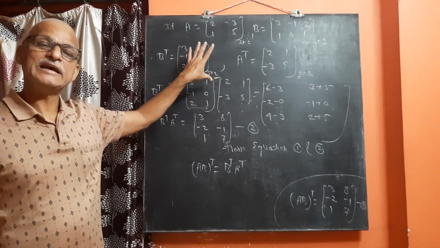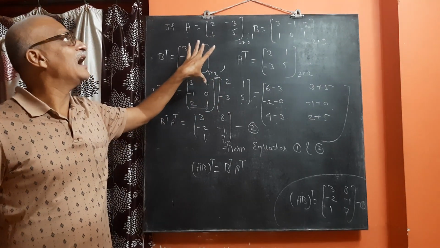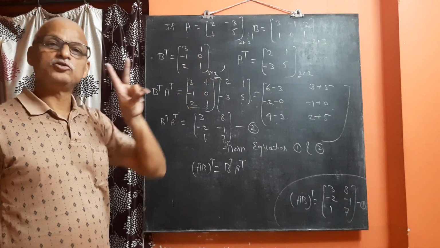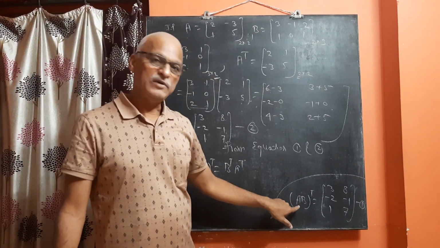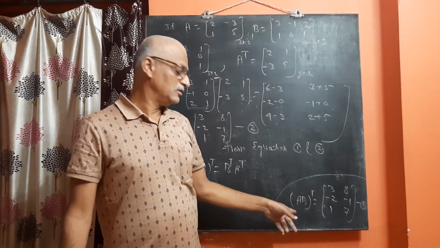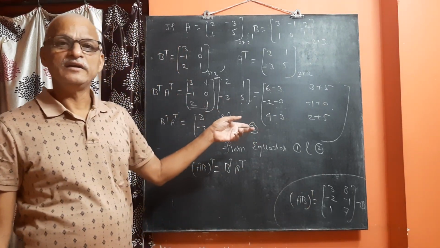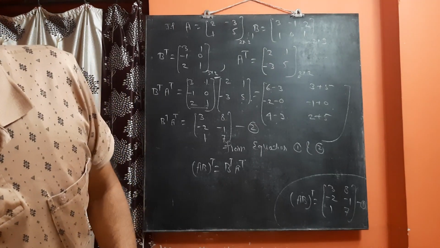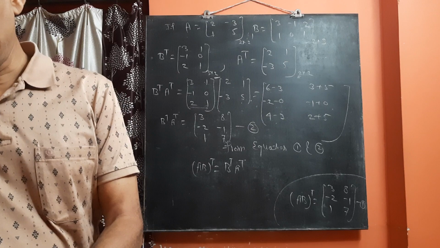The problem looks like a lengthy one, but if they ask in the exam, it will be for 4 marks. If it is a 2 mark problem, then you will get only the first part, only this much: find out AB and then the transpose. If it is a 4 mark problem, then you have to verify whether AB transpose equals B transpose into A transpose. Sometimes they are the same, sometimes they may not be the same. They may be equal or they may not be equal.